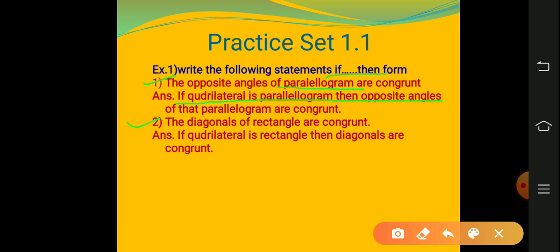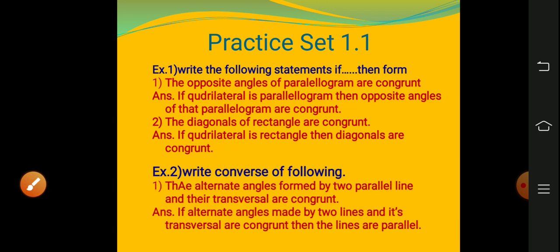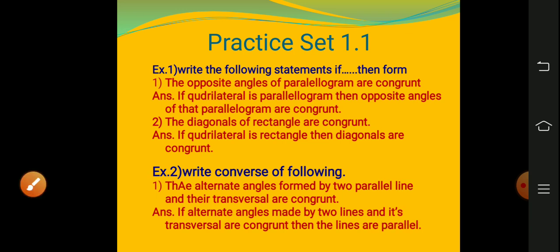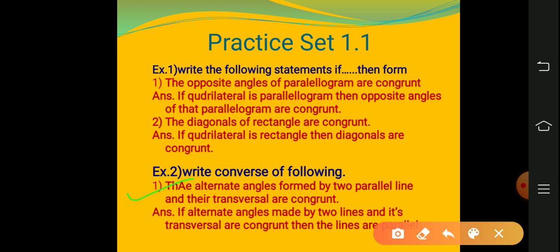Second one is: the diagonals of a rectangle are congruent. So our conditional statement or answer is: if a quadrilateral is a rectangle, then its diagonals are congruent. The next example in practice set 1.1 is: write the converse of the following. In that, first one is: alternate angles formed by two parallel lines and their transversal are congruent. We have to write the converse of this statement.